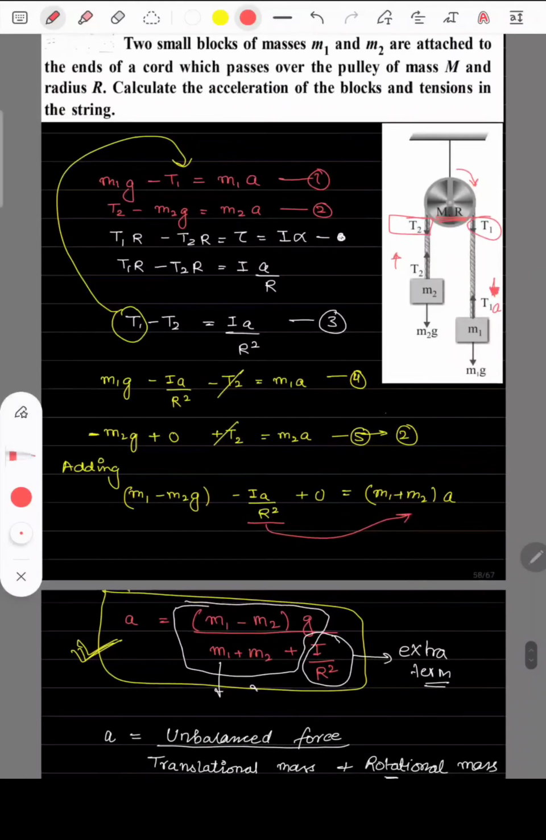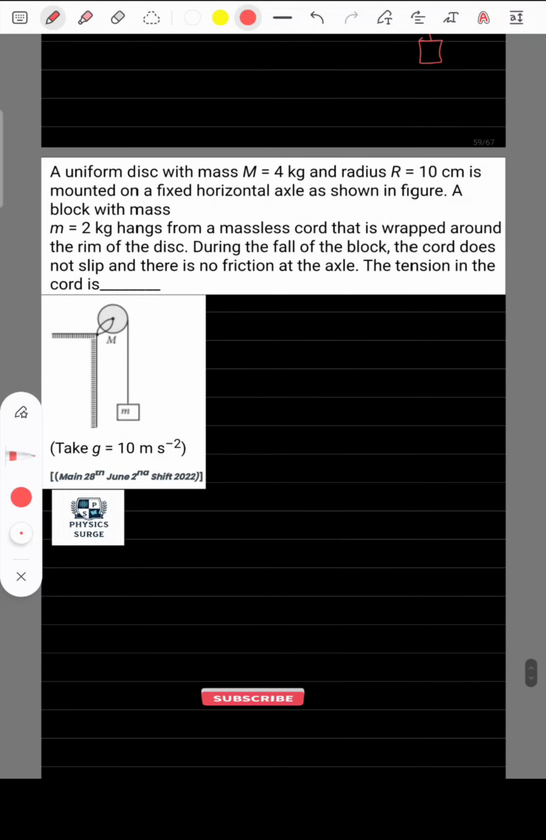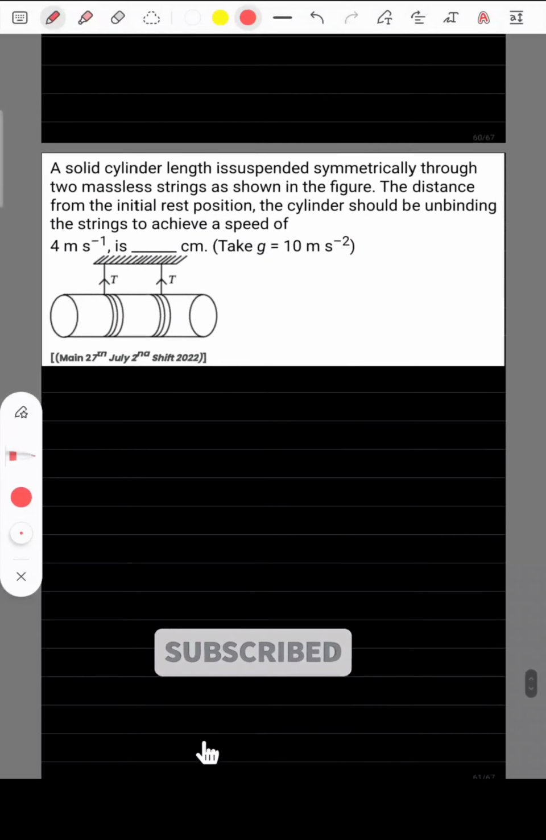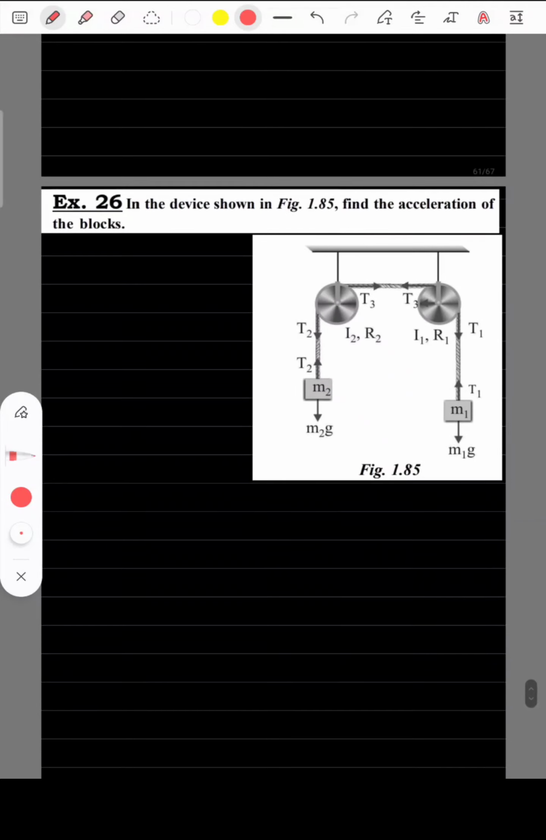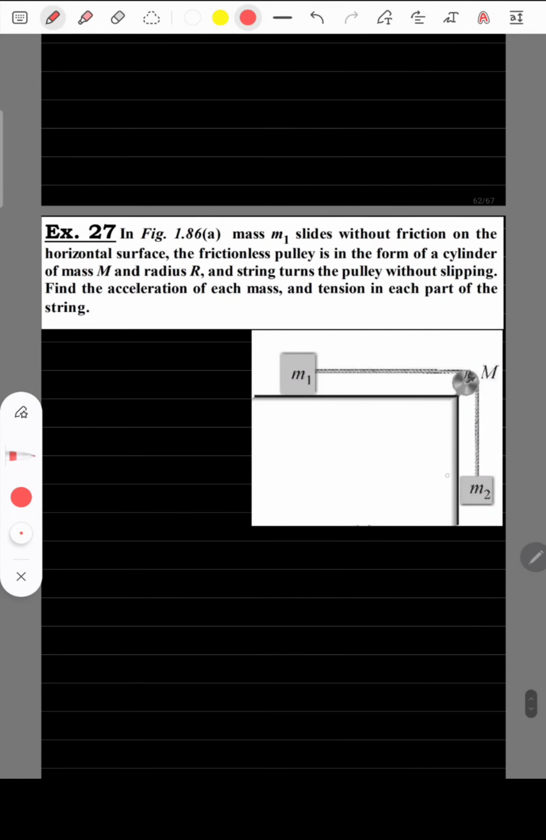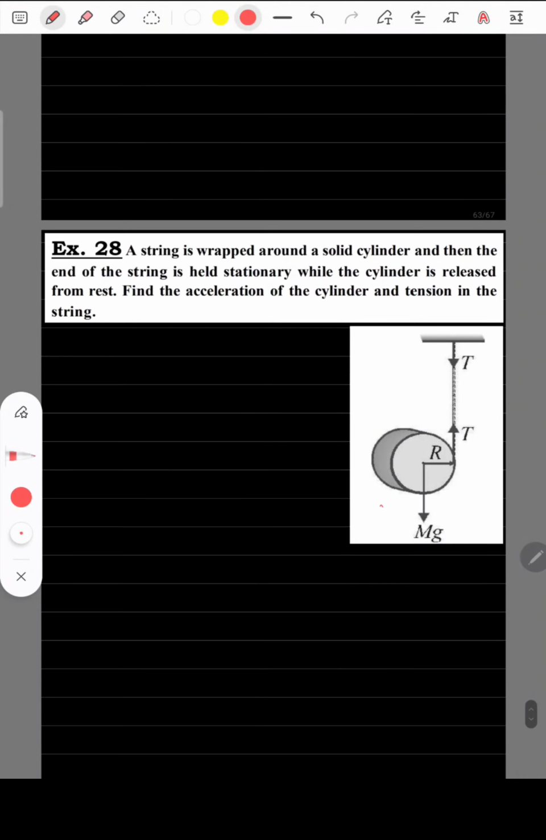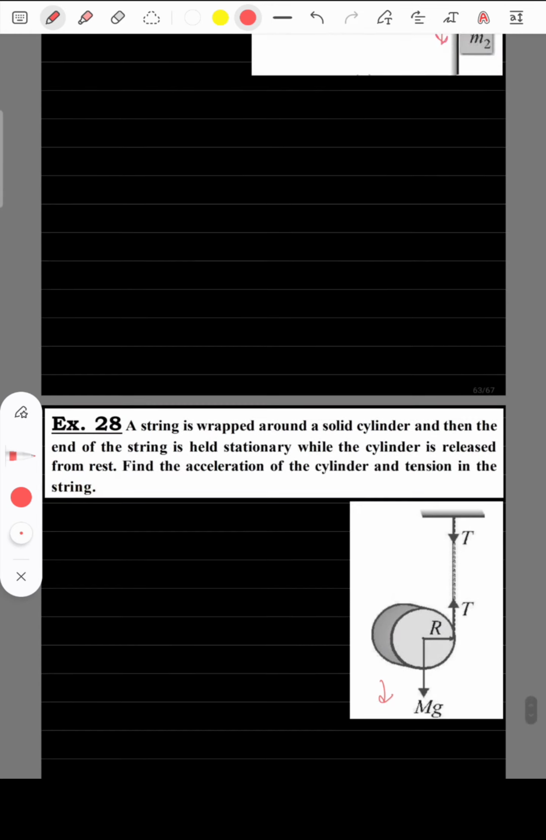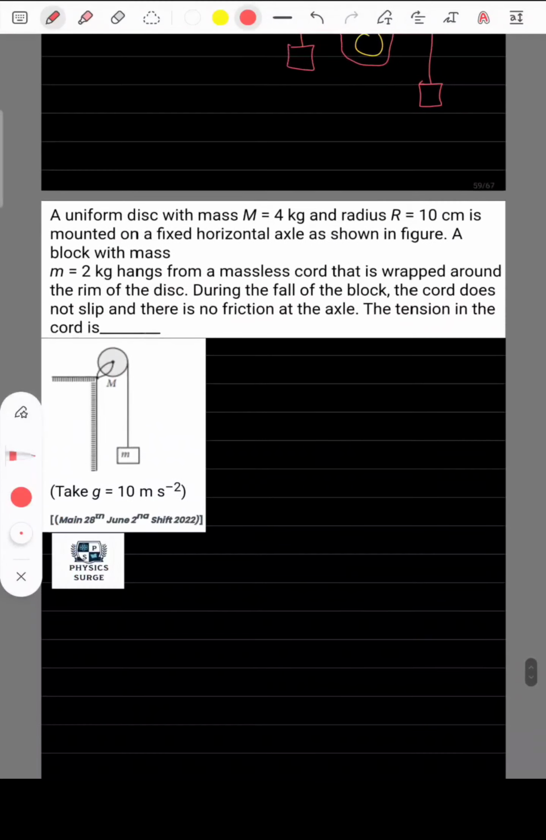Here there is only one body, hence the same concept can be applied here. Here again there is only a single body, so we can apply the concept. Here also the m1 acceleration is the same as the m2 acceleration, hence we can apply here also. Here also the acceleration of m2 will be the same as the acceleration of m1, hence we can apply here also. Again this is a single body, hence we can apply the above concept here also. So let's quickly solve these questions.